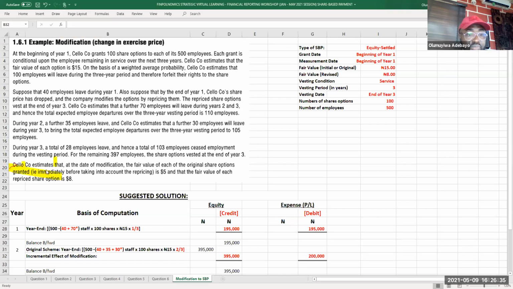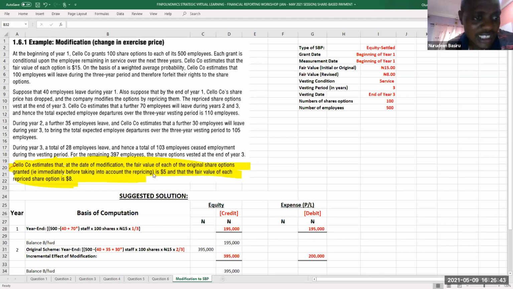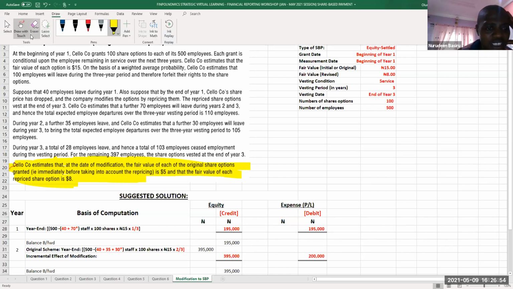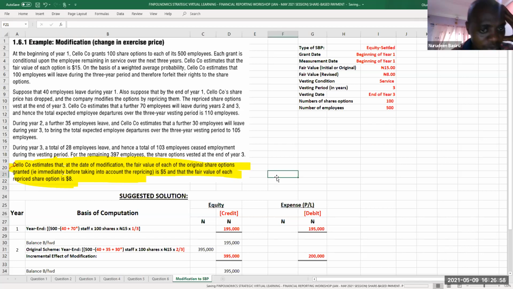Okay. Can somebody read this statement here? Selco estimates that at the date of modification, the fair value of each of the original share options granted, i.e., immediately before taking into account the repricing, is $5, and that the fair value of each repriced share option is $8.